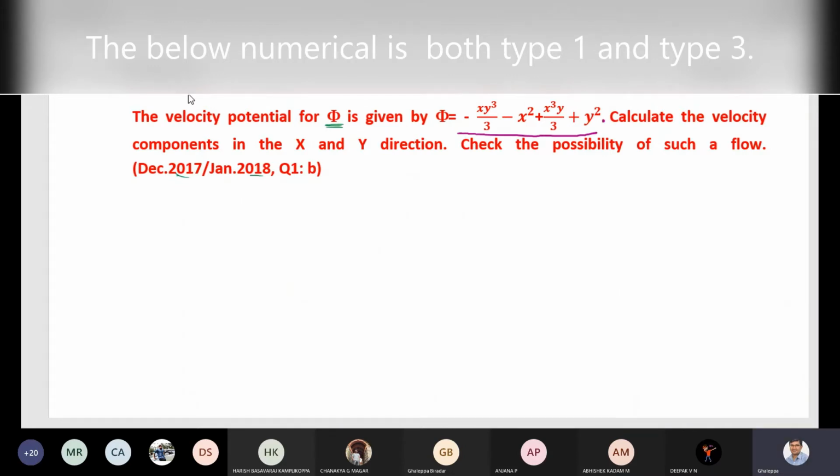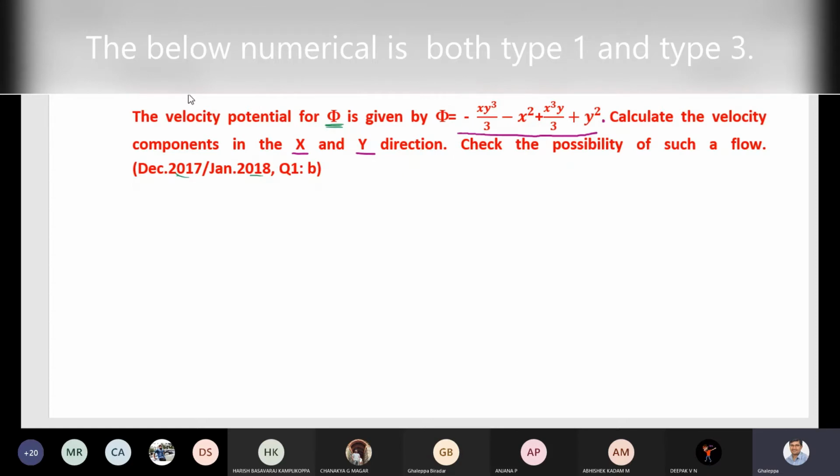Calculate the velocity component in x and y direction. Okay, we don't know what the velocity component in x is. Later we will write it when we are writing the given data. We need to calculate velocity components in x and y. That is unknown number 1. First we need to find that out.